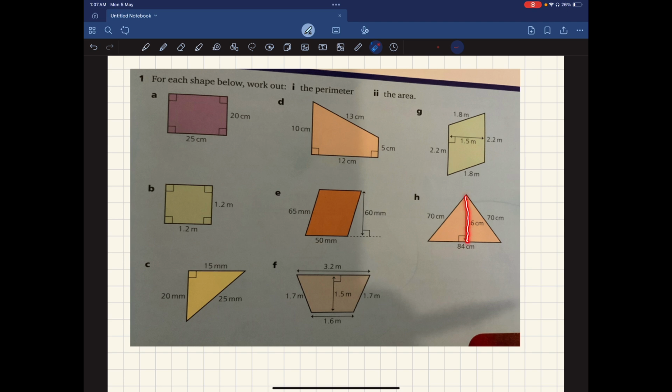Lastly, this is the perpendicular height given. So this is going to be your base. So half into base, which is 84, perpendicular height is going to be 56. And this would be the area of the triangle. The perimeter would be 70 plus 84 plus 70. Okay, so I hope there's no problem in calculating the perimeter and area of these basic 2D shapes.